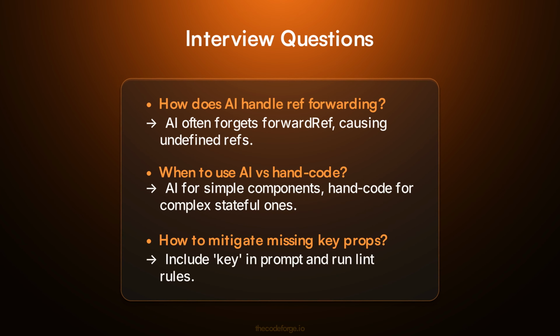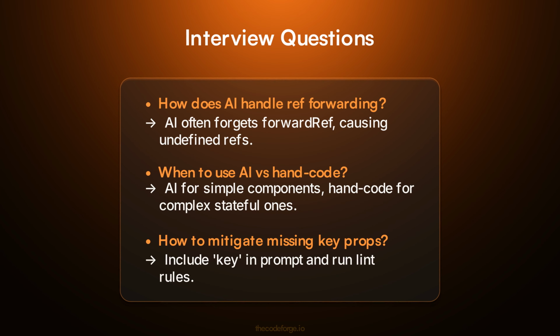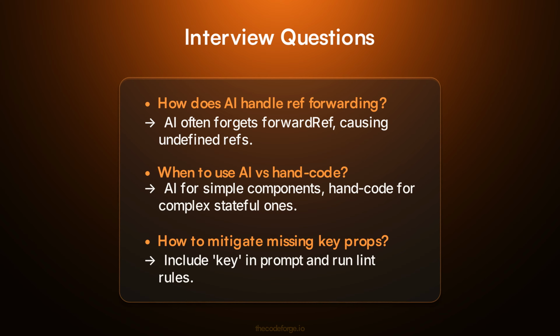Let's run through some common interview questions. How does AI handle ref forwarding? AI often forgets forwardRef, causing undefined refs. When to use AI versus hand-code? AI for simple components, hand-code for complex stateful ones. How to mitigate missing key props? Include key in the prompt and run lint rules.